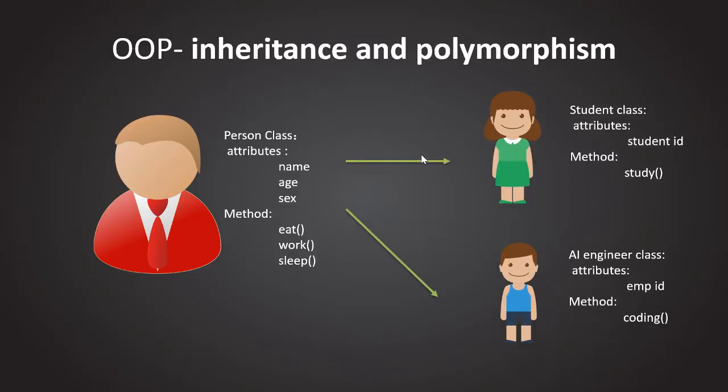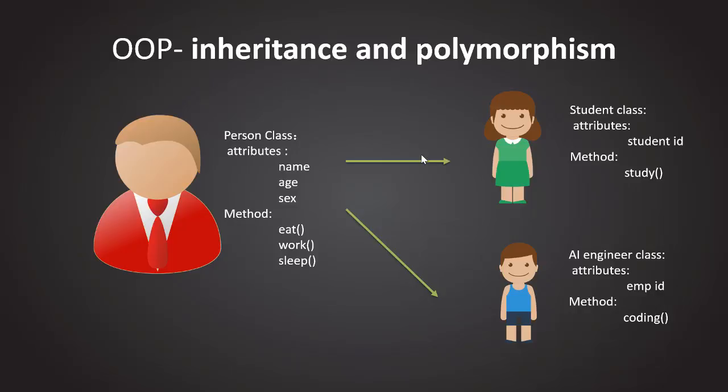Here we have two children of the person class: the student class and the AI engineer class. The children of the person class will inherit the attributes such as name, age, and sex, as well as the behaviors like eat, work, and sleep. In addition, the children class can have their own attributes. We call it property sometimes, but they mean the same thing, as well as methods. Here, the student class has its own attribute, student ID, and a study method. And the AI engineer class has its own attribute, employee ID, and a coding method.